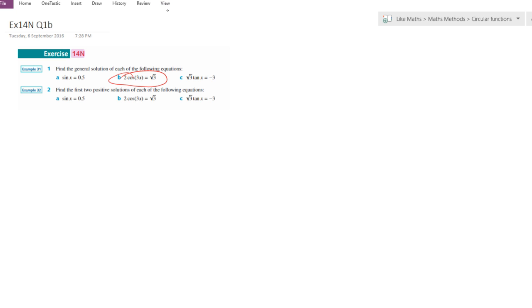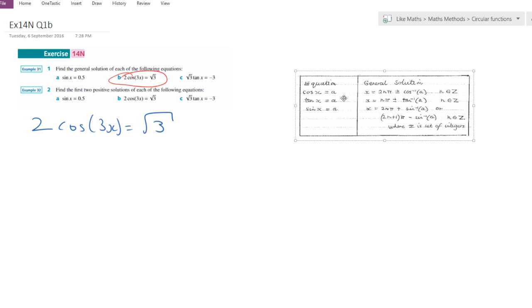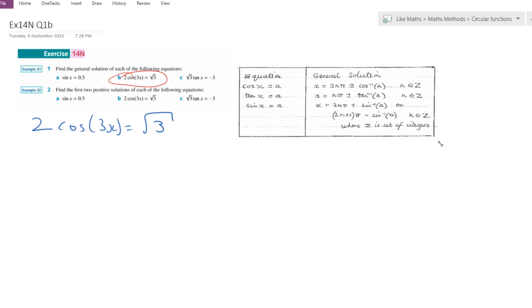so looking at this, just writing it out, we've got 2 cos of 3x equals root 3. Now, looking at this, we would consider using the general solution formulas. So just to refresh your memory on those, there they are there.